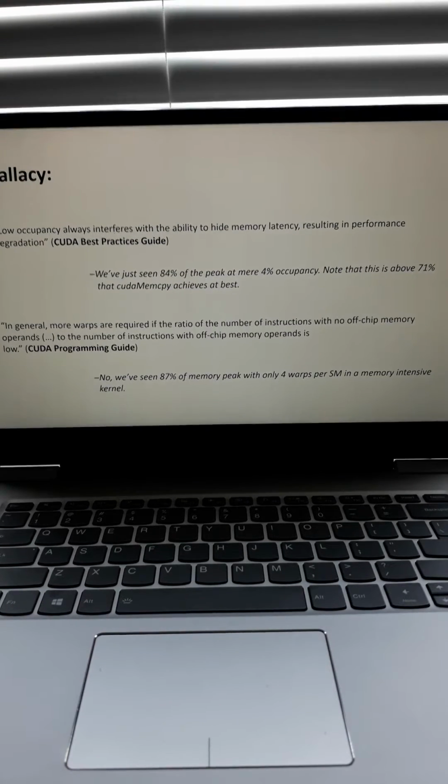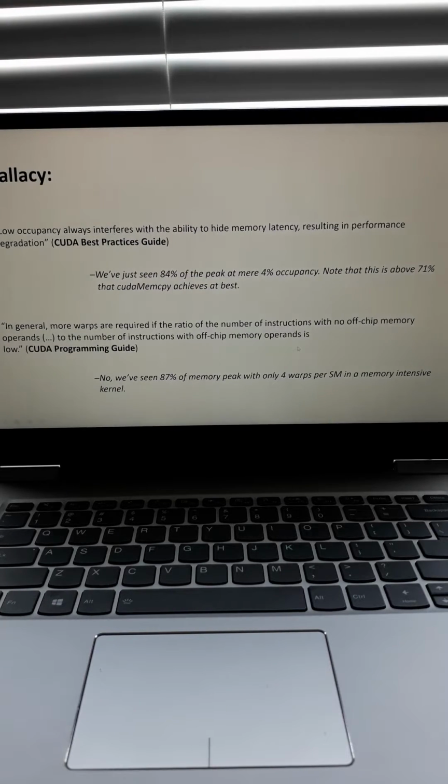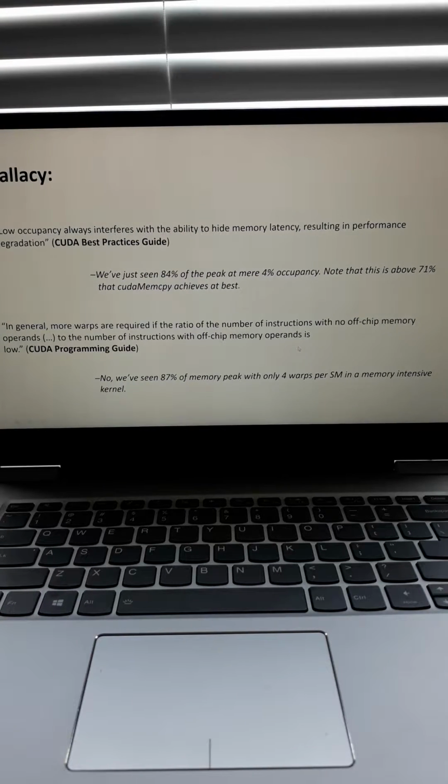So even here we can say that it's a misnomer that low occupancy always interferes with the ability to hide memory latencies, resulting in performance degradation. In fact, we have seen just right now that we can achieve 84% peak at a mere 4% occupancy.